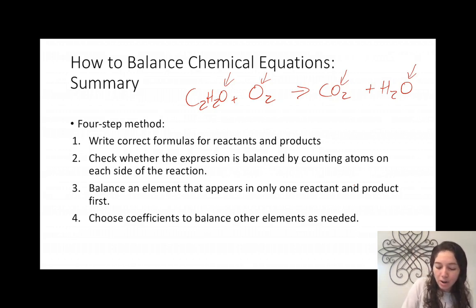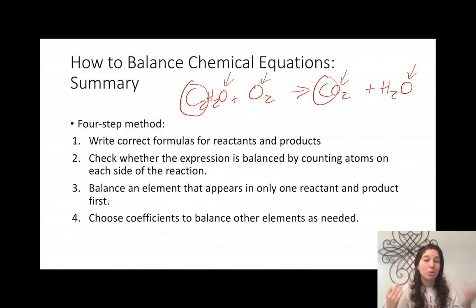So we're going to start with carbon first because it only appears in 2 molecules. That's a lot easier for us to deal with. Same with hydrogen. It's only 2 molecules. We can deal with that a lot easier. Oxygen is usually going to give you some trouble on these, so you'll save that to last, and that'll make your life a lot easier.